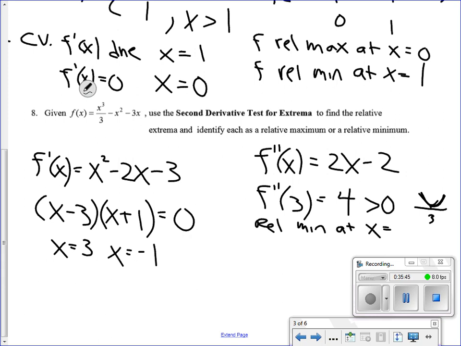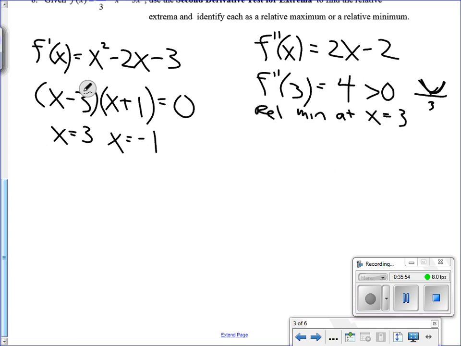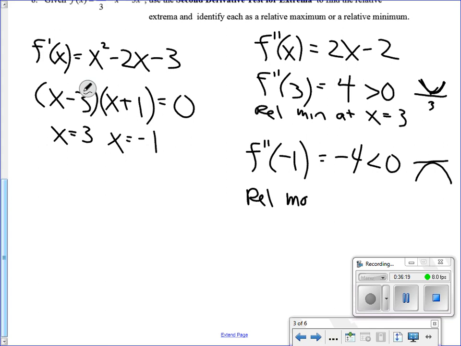Now we take the other place where we had a horizontal tangent, that's negative 1, and we plug that into the second derivative. When we plug negative 1 into the second derivative, we get 2 times negative 1, which is negative 2, minus 2, which is negative 4. That's negative, right? That means your function's down there. And again, with the horizontal tangent, that tells you with this test that you have a relative max at x equals negative 1. So that's the second derivative test to find extrema.